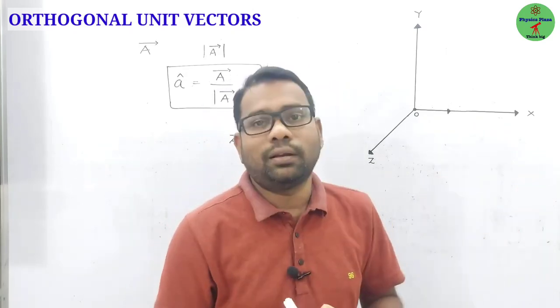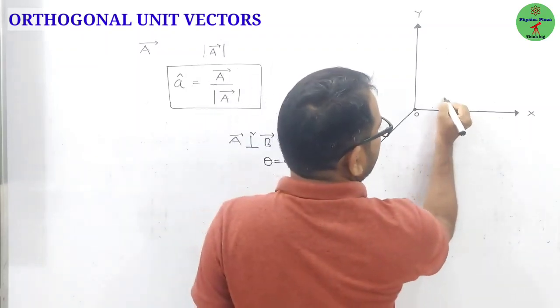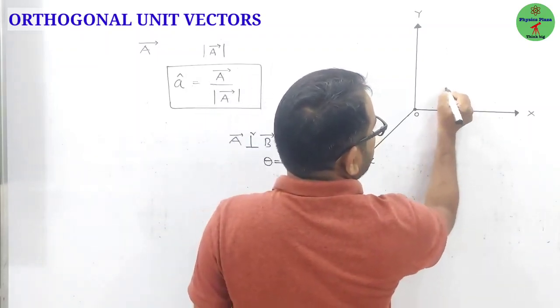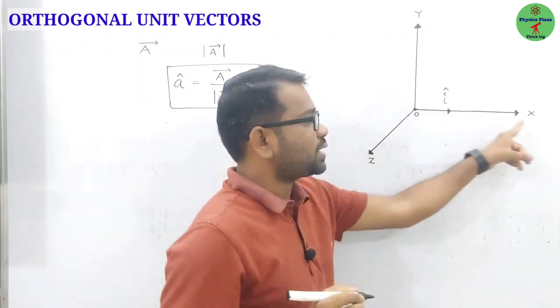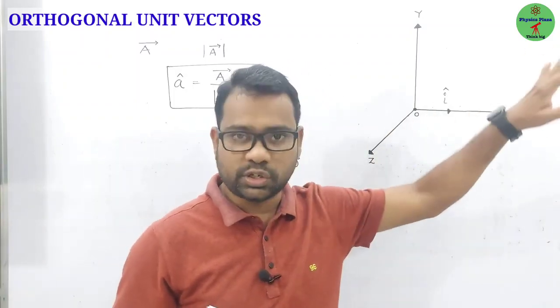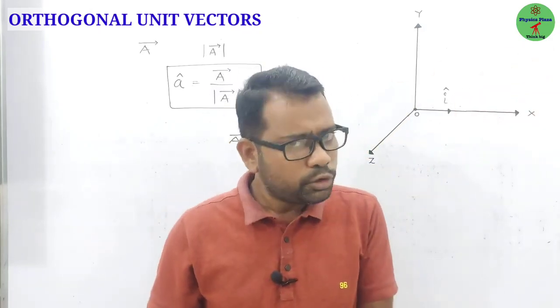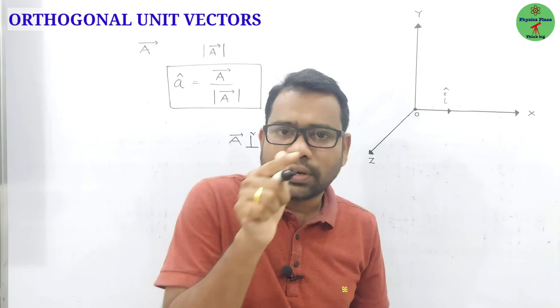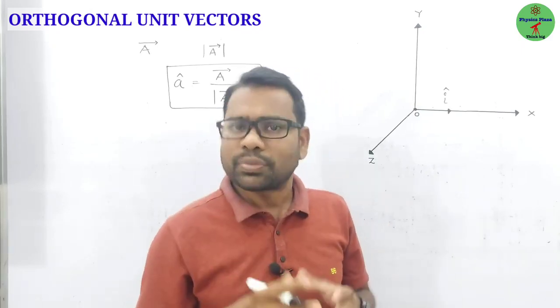But in general, how can we represent that? We can represent that with the i cap, children. So i cap is a unit vector along the x axis. This is what we go on using throughout the vectors, children. Whenever i cap comes to your mind, you should think that yes, it is a unit vector which is acting along the x axis.